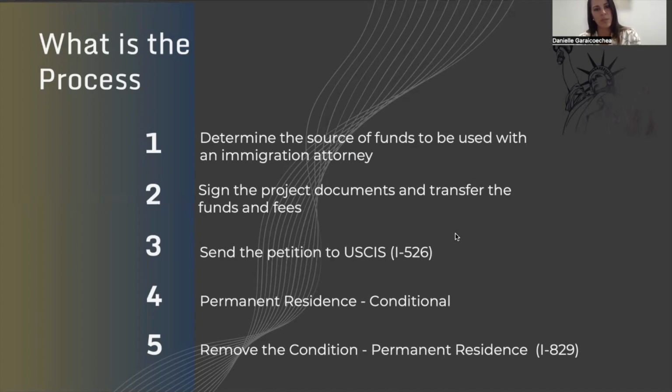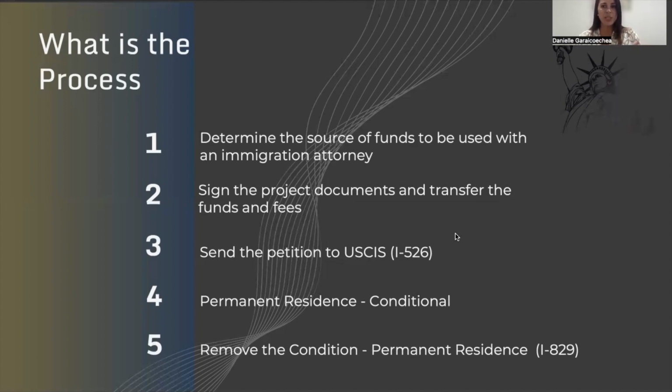The other part that goes into the petition is project related. So once you choose a project, you're going to be signing the documents for that project. And when the attorney gives you the green light, you're going to transfer the funds to that project. Once the project receives those funds, they're going to issue a notice of receipt, which gets included in the petition that is sent to immigration. So once everything is ready, the attorney is going to put it together and send that petition to immigration, to USCIS, which is petition I-526.